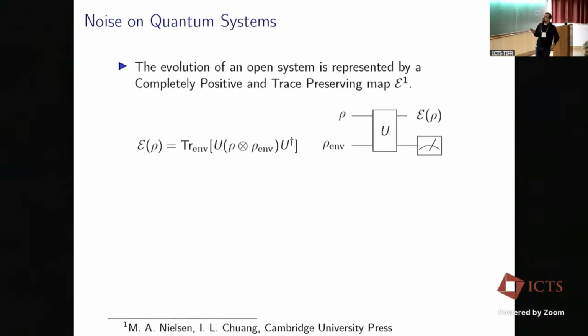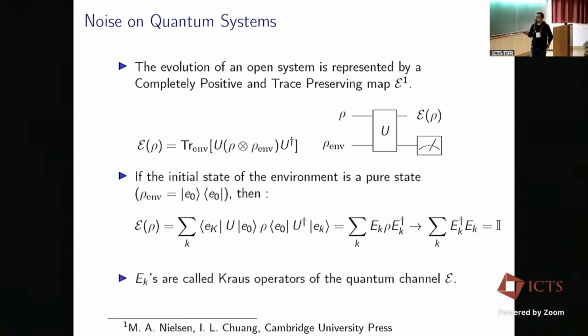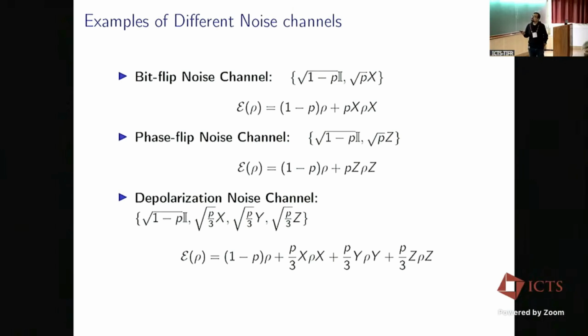For example, if you have a system and there is an environment, initially they are not entangled. And when they interact through a joint unitary, and as we don't have control over the environment, we just trace out, and what remains is a non-unitary evolution. So we call it a quantum channel. These are realized by operator sum representations, and these E_k are known as the Kraus operators. We call this epsilon a quantum channel. So there are many quantum channels, for example, bit flip, phase flip, depolarization.